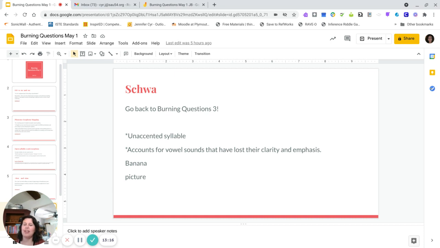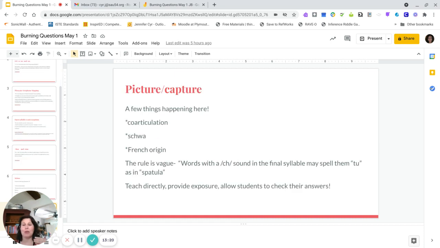Speaking of picture, we had a very specific question about the words picture and capture. So there's a few things happening here. First of all, when you think about that T-U-R-E, that is something that I also explained in Burning Questions week 3 called co-articulation. It's the affrication of that T. It picks up the U. It's followed by an R liquid, and what happens, like in the word train, is when you co-articulate it, it comes out more like a ch, like an affricated consonant. So that's one thing.